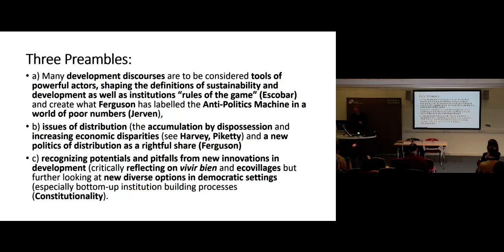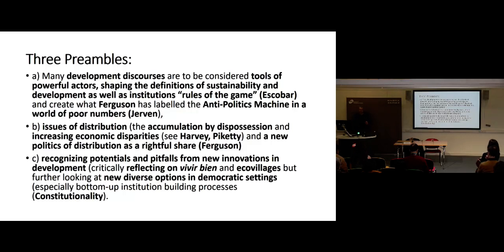And that linked then to another issue, which comes again from James Ferguson, from a new book of his, which is the idea: how should this wealth be distributed? So is it just something that the rich give to the poor as a gift? And Ferguson says no. Ferguson says this is a rightful share. Everybody has actually had to work for all that wealth, which is concentrated in few hands, and it should be sort of distributed. So that's preamble two.